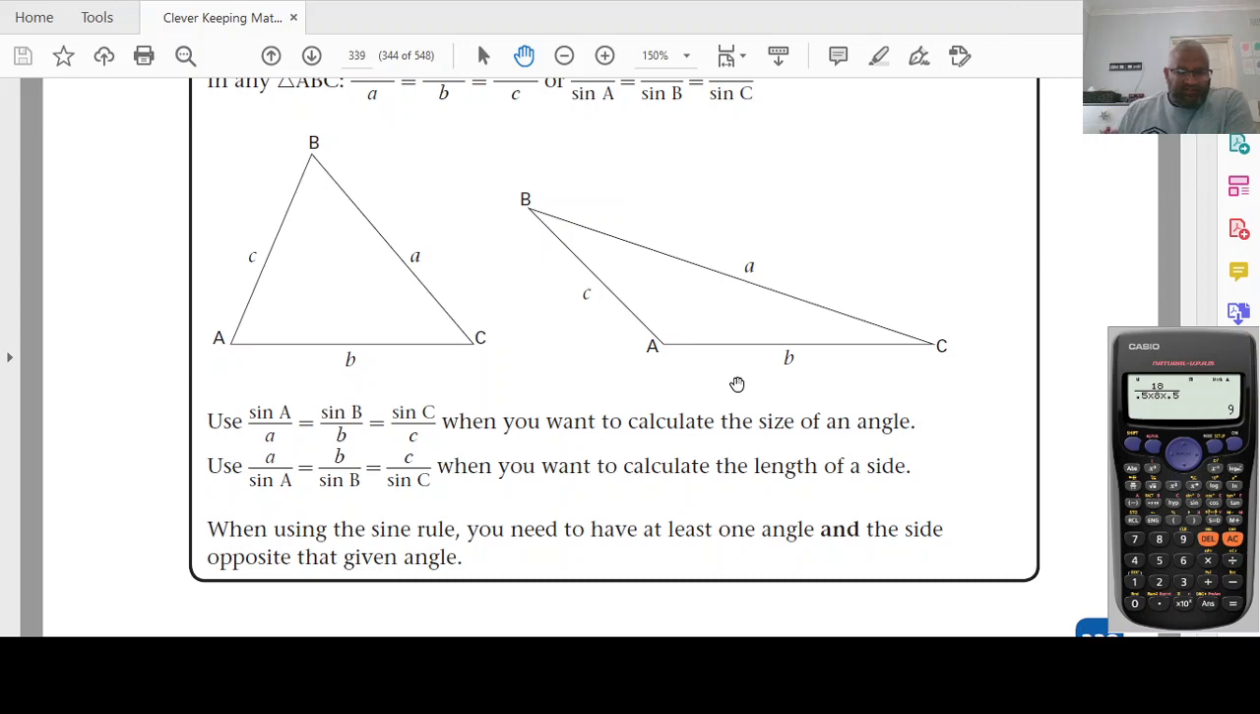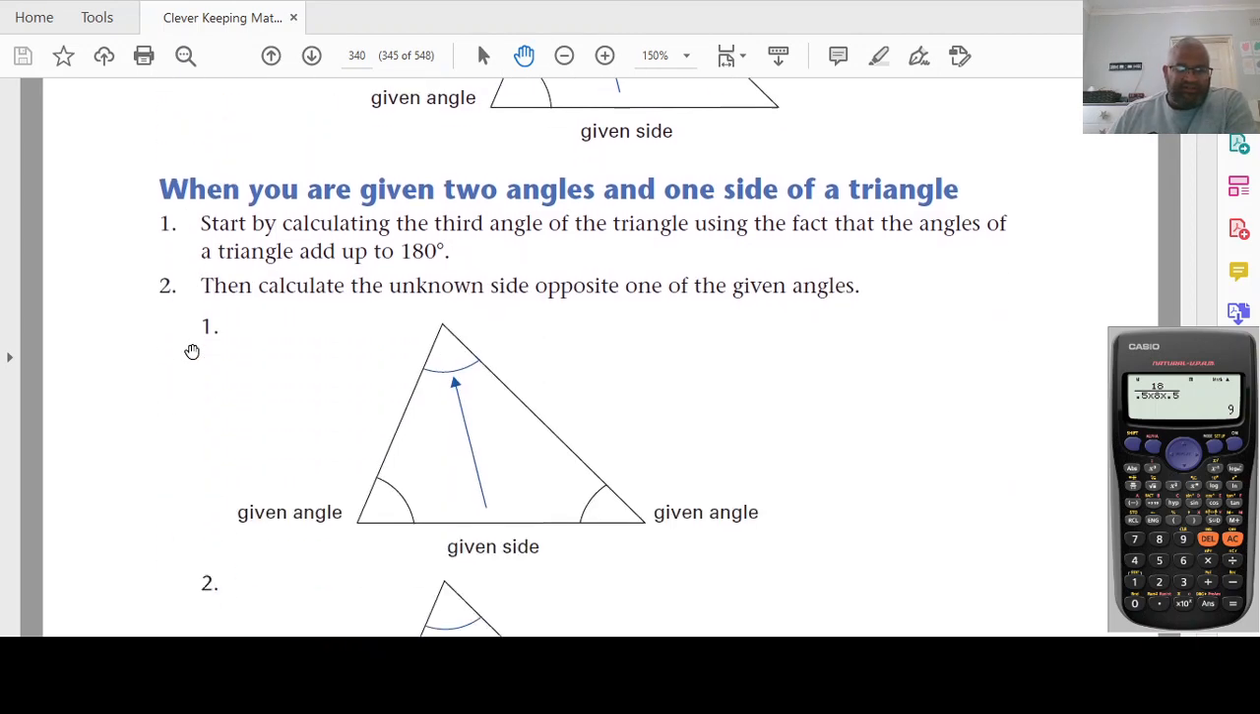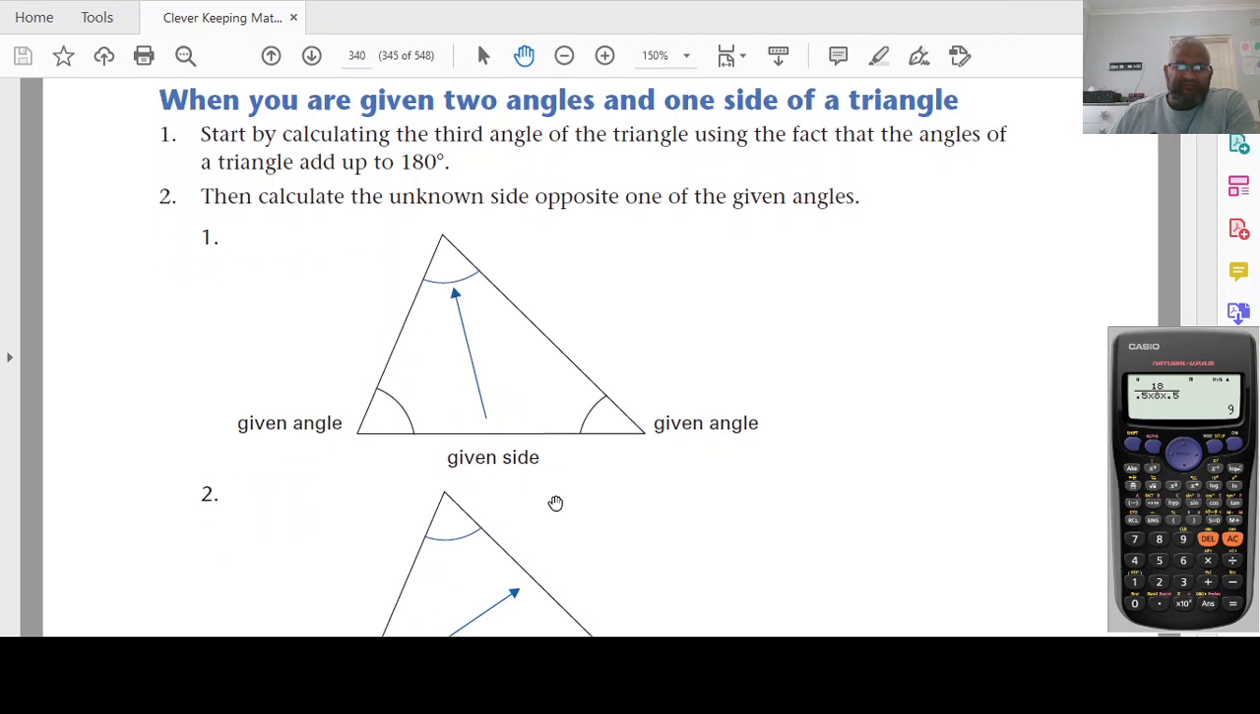When using the sine rule, you need to have at least one angle and the side opposite the given angle. When you are given two sides and a non-included angle, very important for the sine rule, it will be a non-included angle if two sides are known. Otherwise, if we have two angles, of course, the third angle can be calculated using the angles in a triangle rule.